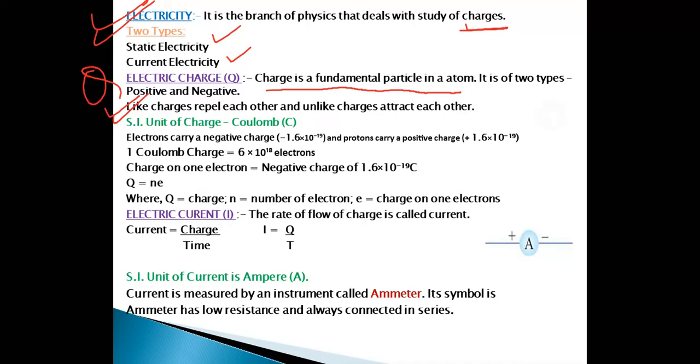Like charges, if plus charges come together, they will repel each other, they will move far away from each other. But if plus and negative charges come, which means unlike charges, they will attract each other, they will come close to each other.